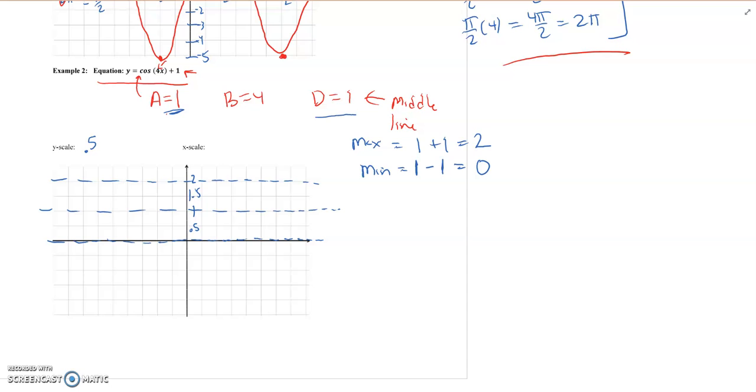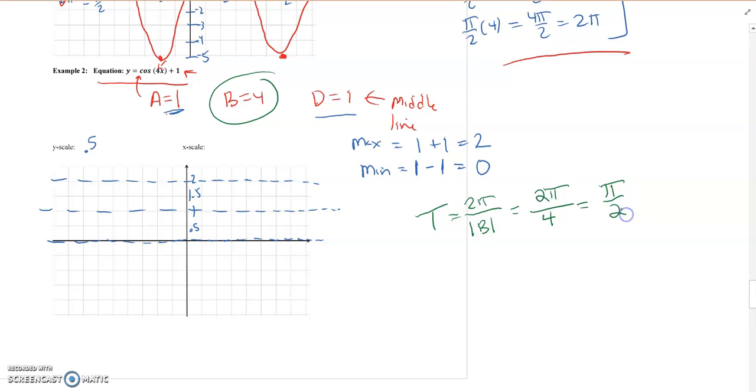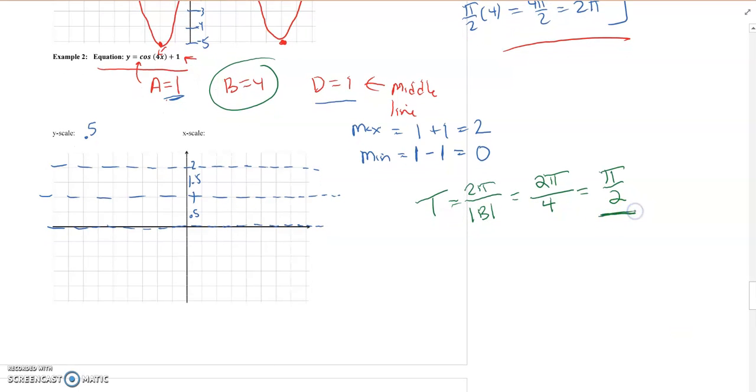Now that we've taken into account the middle line and the amplitude, we need to deal with the period. We know that T, which is our period, is 2 pi divided by the absolute value of b. In this case, b is positive, so it's 2 pi divided by b, which is 4, which means our period is pi over 2. So that pi over 2 represents the entire period.